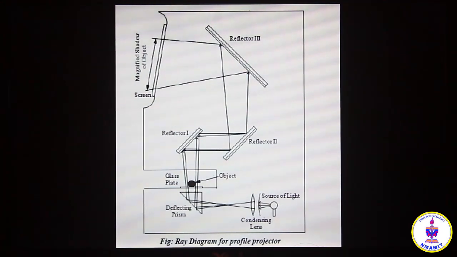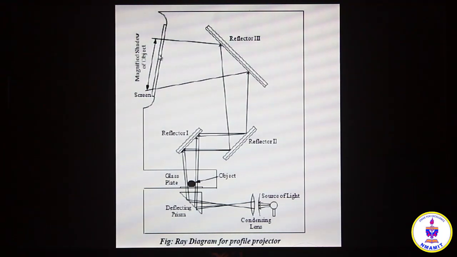Okay, let us see the construction of a profile projector. Profile projector is an optical device. Basically, it is used for obtaining a magnified shadow of a small object. So its optical system consists of, say, a light source. Through a condensing lens, it is falling on a directing prism, from which, passing through the object kept on a palette here, it falls on a reflector, and then after multiple reflections here, falls on a screen, so that a sharp focused image, shadow of the object is obtained on the screen.